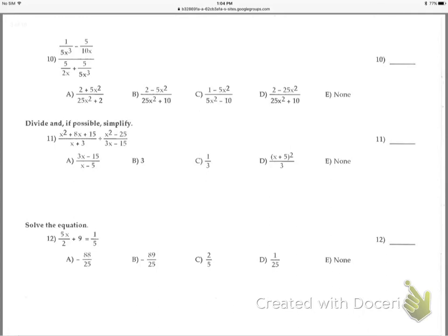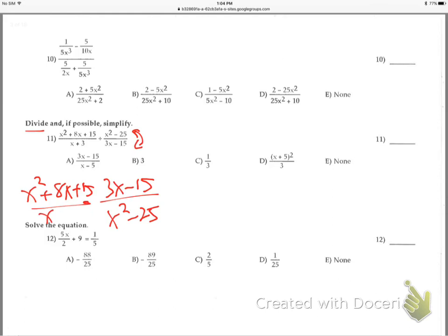Number 11 is a divide problem, isn't it? It says divide. It's hard to see the symbol, but it says the word. So that means you flip the one on the right, don't you? So you got to flip the one on the right, change to times in the middle, keep the one on the left the same. Okay, what does that do? Well, now you got to factor everybody.